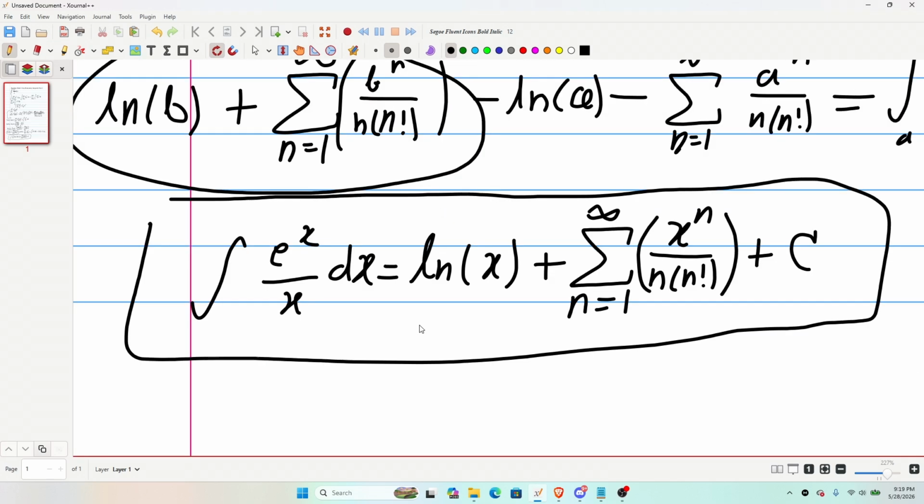And so finally, we solved it. The integral of e to the x over x dx is equal to the natural log of x plus the sum from n equals 1 to infinity of x to the n over n times n factorial. And outside of everything, don't forget plus c.